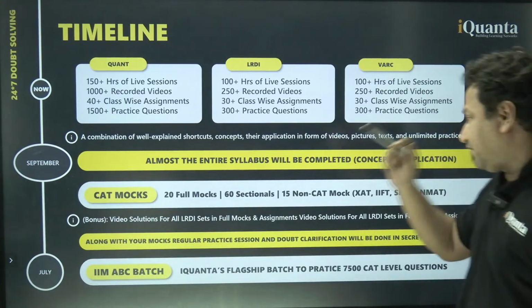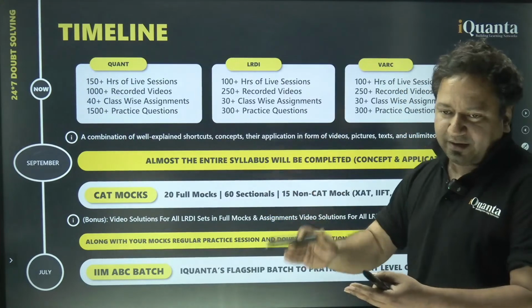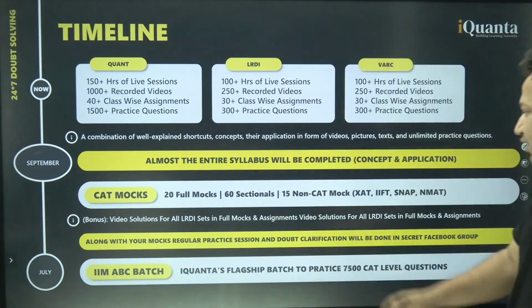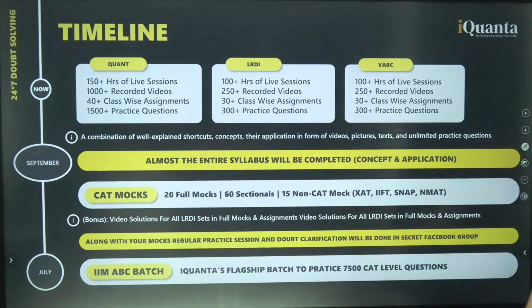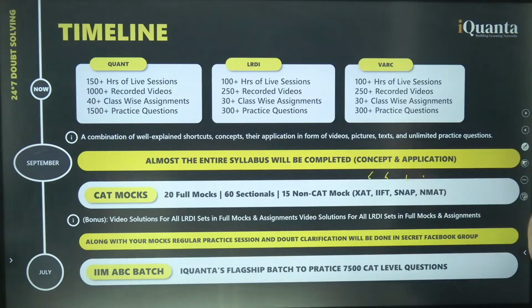CAT mocks, you'll get 20 full length mocks, 60 sectional mocks. Sectional means in Quant, LRDI, VARC, 20 mocks each, and 15 non-CAT mocks, because people will be writing not only CAT, they'll also be writing XAT, IIFT, SNAP, NMAT, etc. So for that also there are 15 non-CAT mocks.